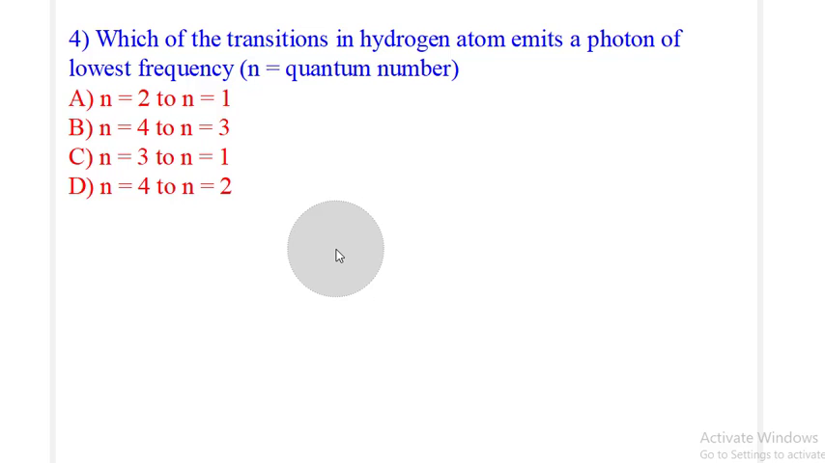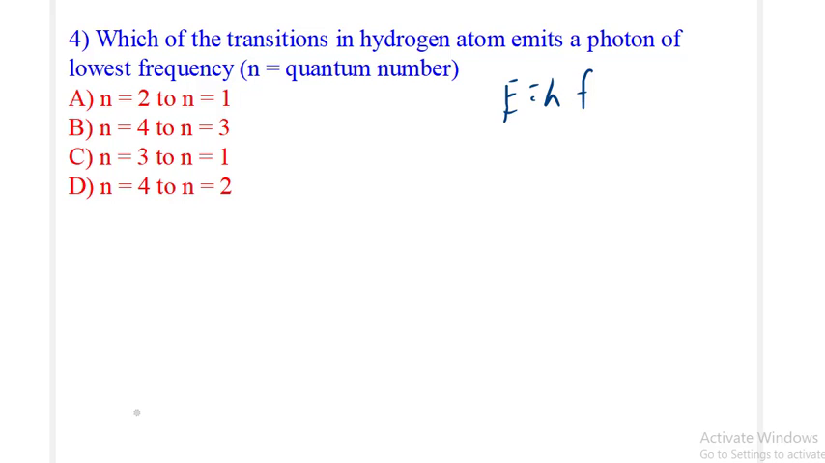Next we come to question number 4. Which of the transitions in hydrogen atom emits a photon of lowest frequency? So here we want to find the lowest frequency. We again write the energy equation: E equal to h into f. E is h into f, so more the energy, more the f, less the energy, less is f.